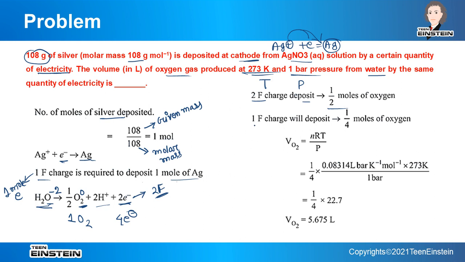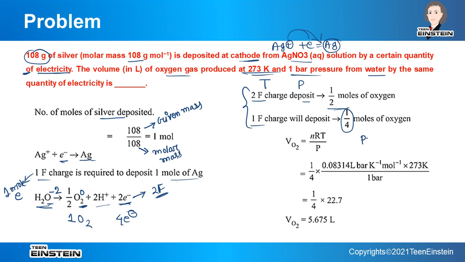So when we are applying 1 Faraday charge, because 1 Faraday is the charge that we got in the first process, we have to use the same charge, we cannot change the amount of electricity. So that is why we have written that 2F charge can deposit half mole of oxygen, but we have only electricity amount 1F, not more than that. So it can produce 1/4 moles of oxygen.